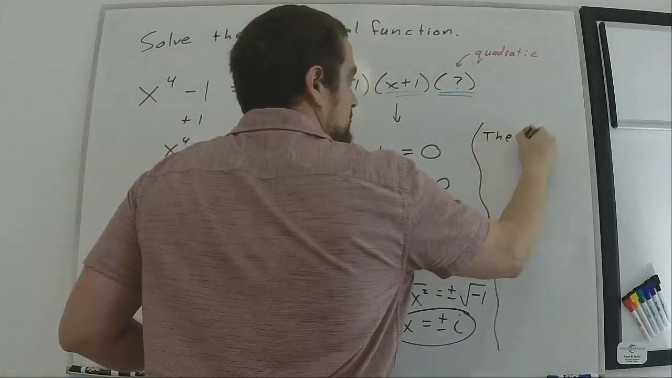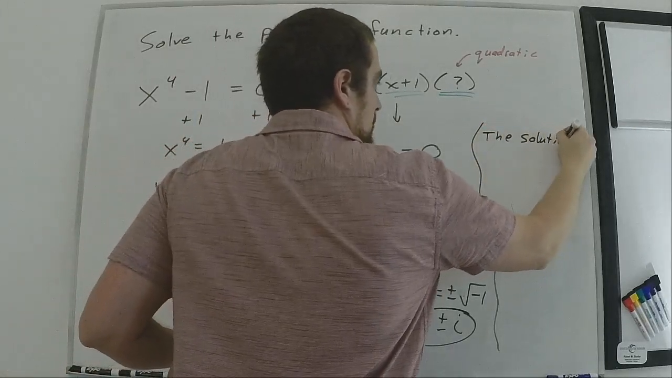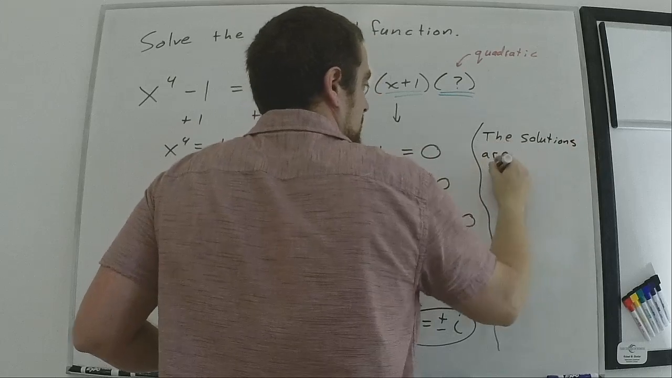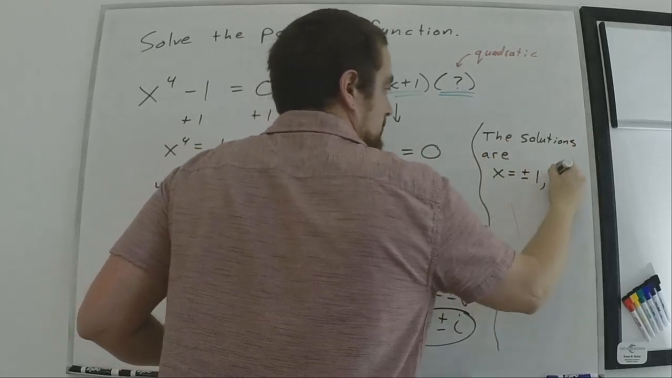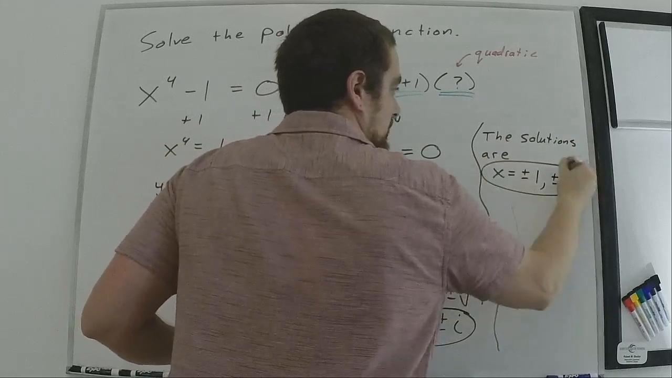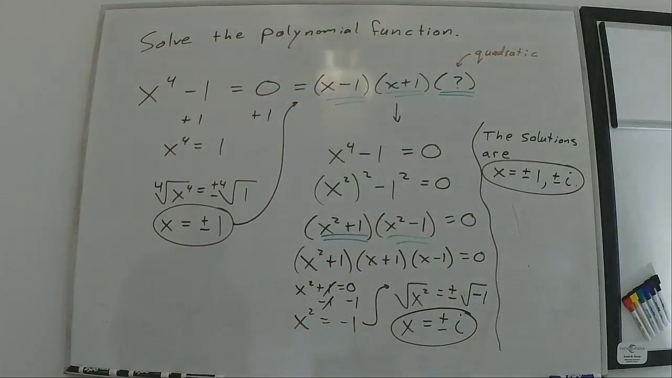So these solutions are x equals, and we can condense it and say plus or minus 1, plus or minus i. There's all 4 of our solutions to x to the fourth minus 1 being equal to 0.